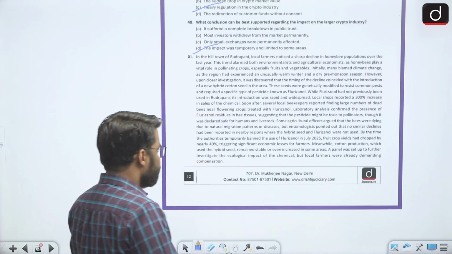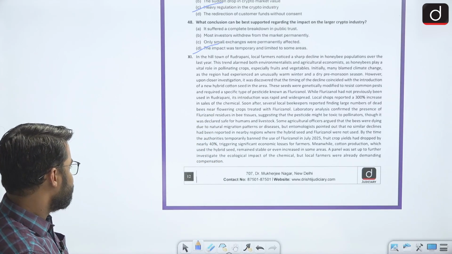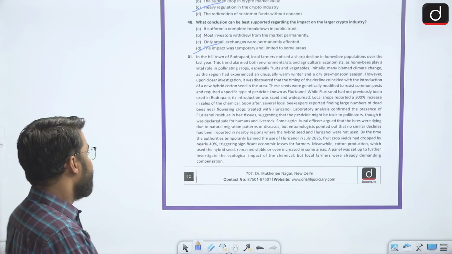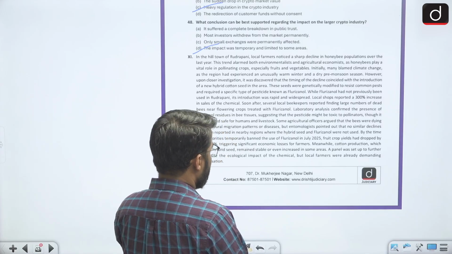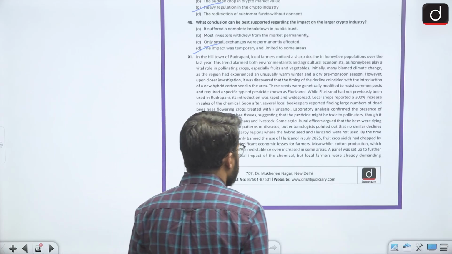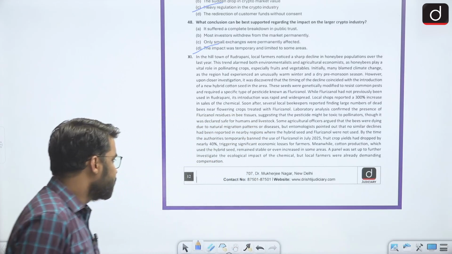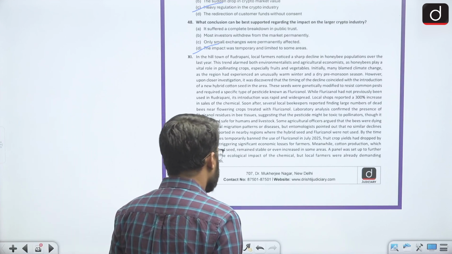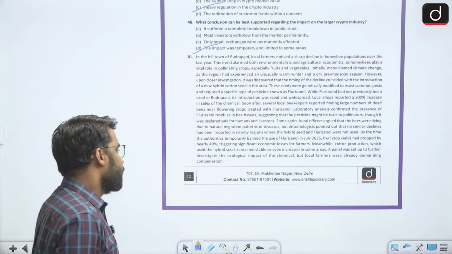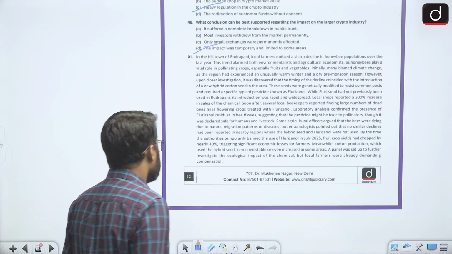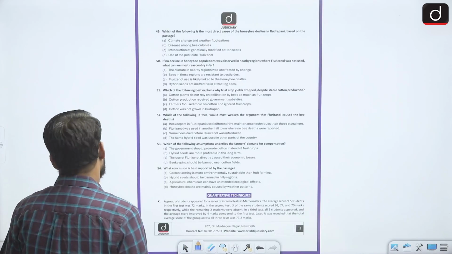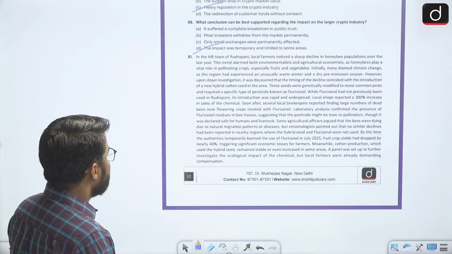Some agricultural officers argued that the bees were dying due to natural migration patterns or diseases, but entomologists pointed out that no similar declines had been reported in nearby regions where the hybrid seed and flurizanol were not used. By the time the authorities temporarily banned the use of flurizanol in July 2025, fruit crop yields had dropped nearly 40%, triggering significant economic losses for farmers. Meanwhile, cotton production, which uses the hybrid seed, remained stable or even increased in some areas. A panel was set up to further investigate the ecological impact of the chemical, but local farmers were already demanding compensation. All right, so this was your passage.